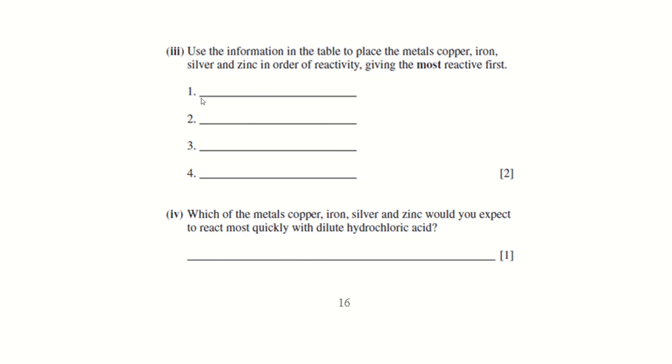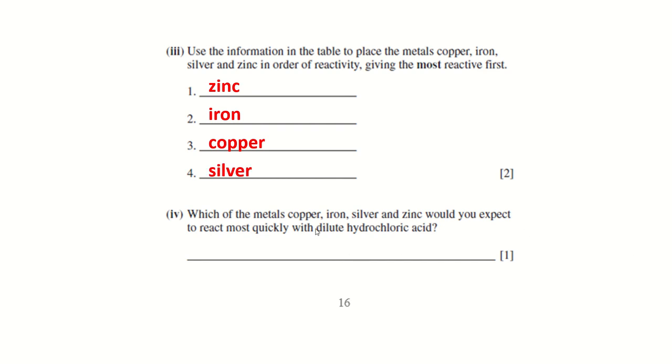So the order of reactivity, well, of the 4, do you remember zinc was always more reactive than the others, so it goes to the top. Iron was more reactive than copper and silver, so it would go next. Then copper was more reactive than silver, so it would go next. And silver was bottom of the reactivity series.